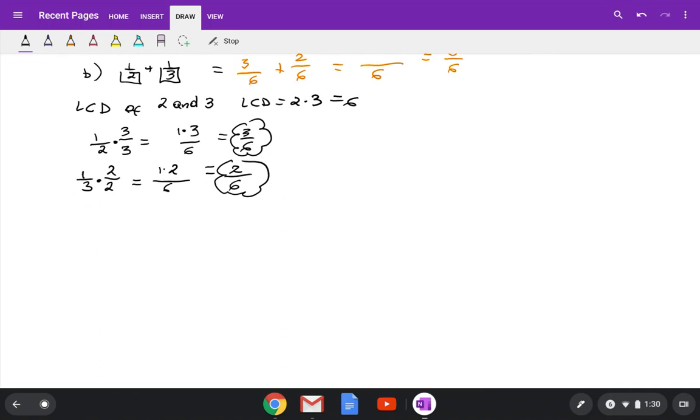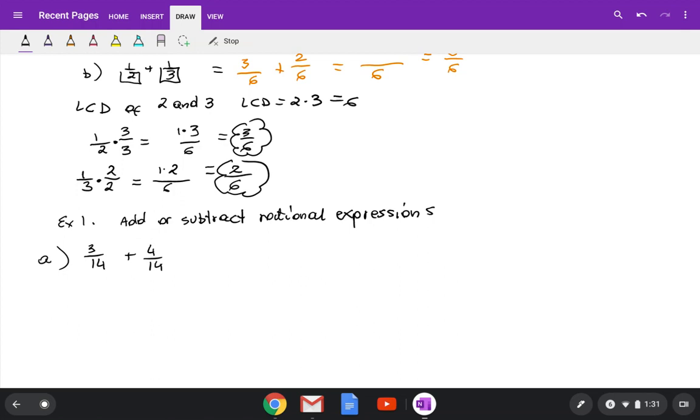The easy one I will be explaining. So let's do example 1: add or subtract rational expressions. Let's do the easy case, 3 over 14 plus 4 over 14. How are we going to add those two rational expressions?